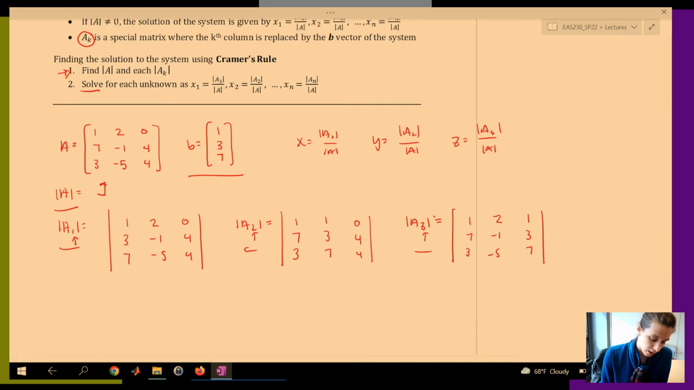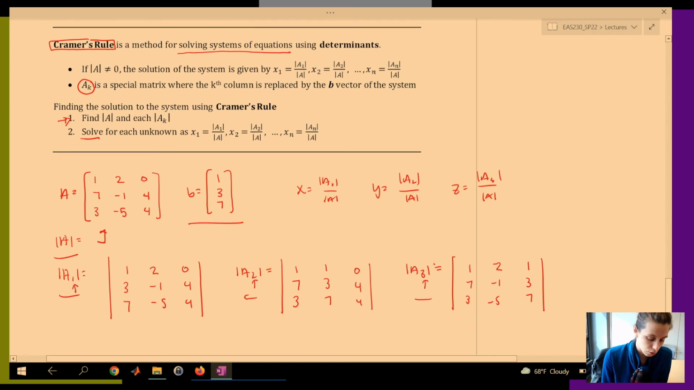So it's a nice method that we can use. It's not always necessarily practical. Determinants are computationally heavy in terms of calculating them, especially as your matrices get larger. But it is a method that you can use in order to solve a system. Sometimes determinants are easy to find, sometimes they're not easy to find. So it really just depends on what your system looks like.